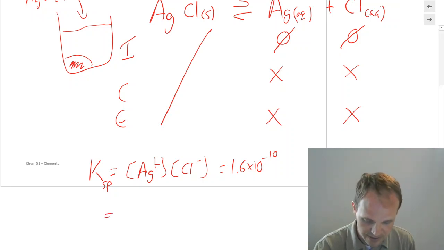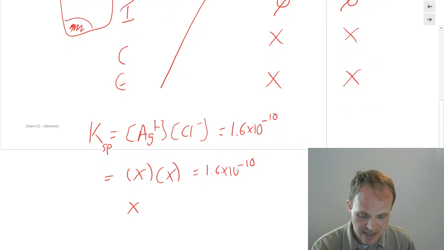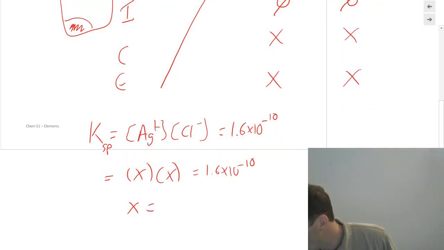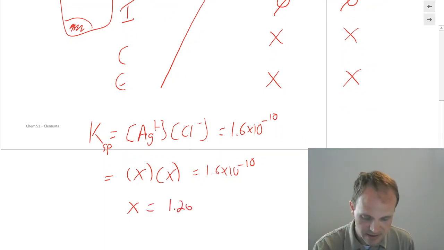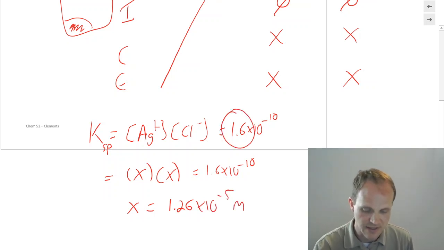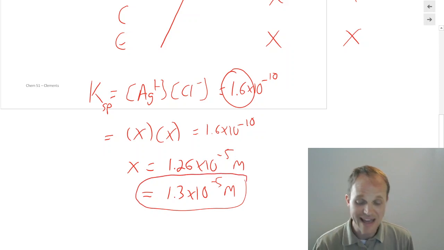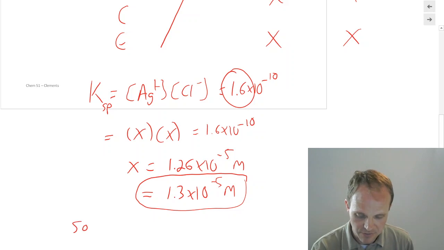Well, we know how to solve that. x squared equals 1.6 times 10 to the minus 10th. You take the square root of that, and you get that x is 1.26 times 10 to the minus 5th molar. We look at our sig figs. We had 2 sig figs here, so it's reasonable to say that we have 2 sig figs here: 1.3 times 10 to the minus 5th molar. And so that x is the concentration of our silver, and it's also the concentration of our chloride ion, because our stoichiometry was 1 to 1 in this case. It's also what we call the solubility.